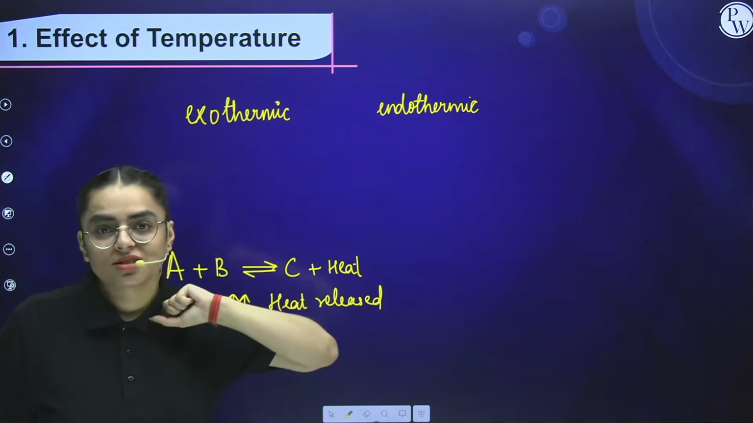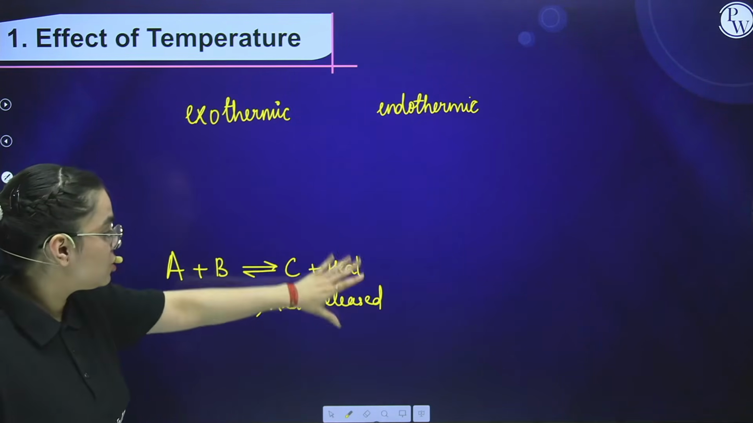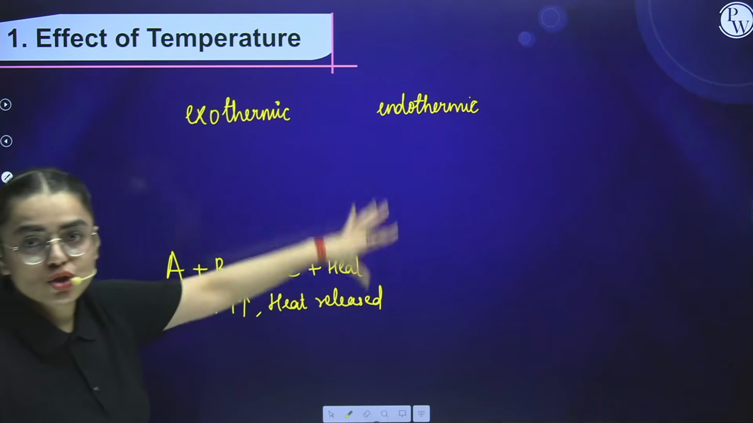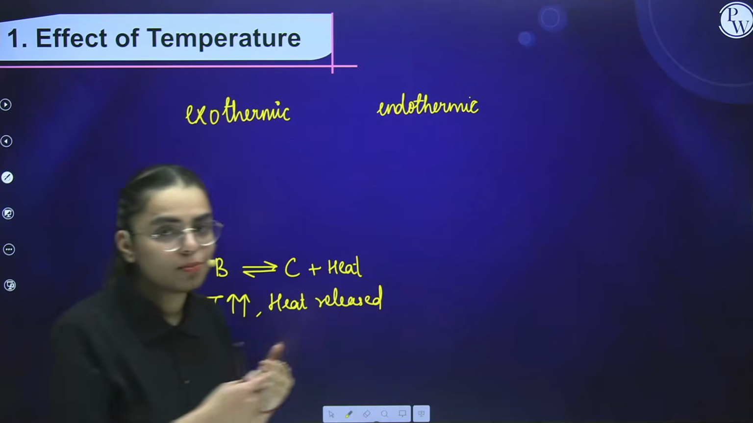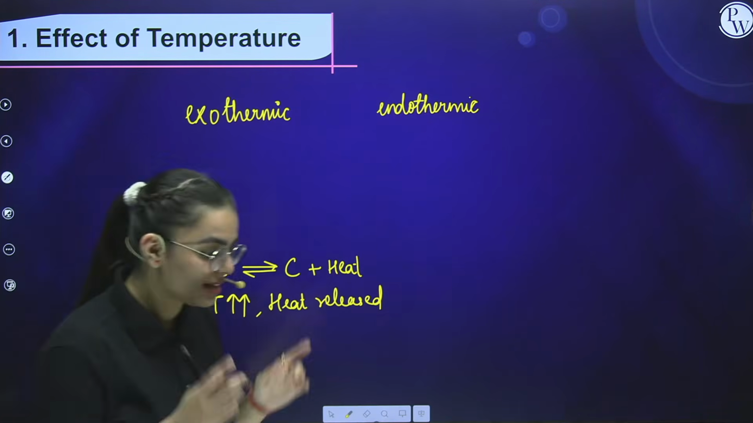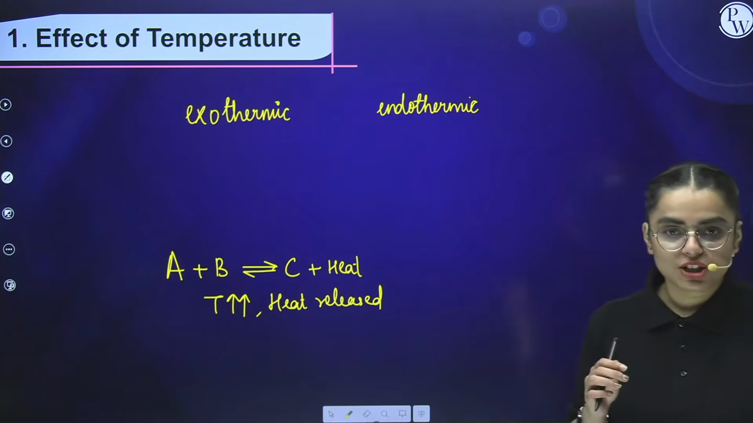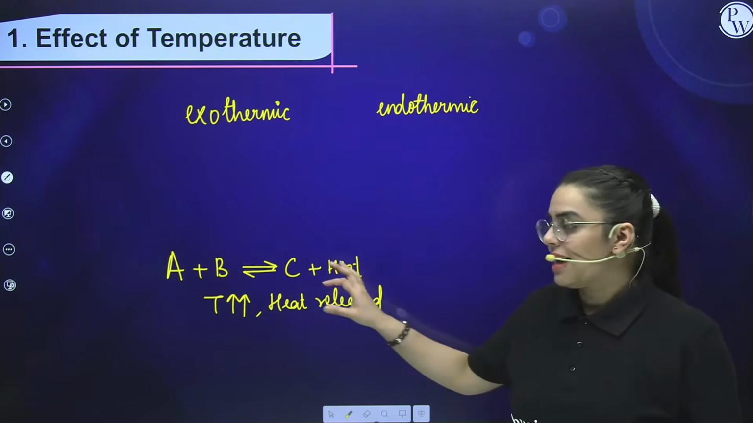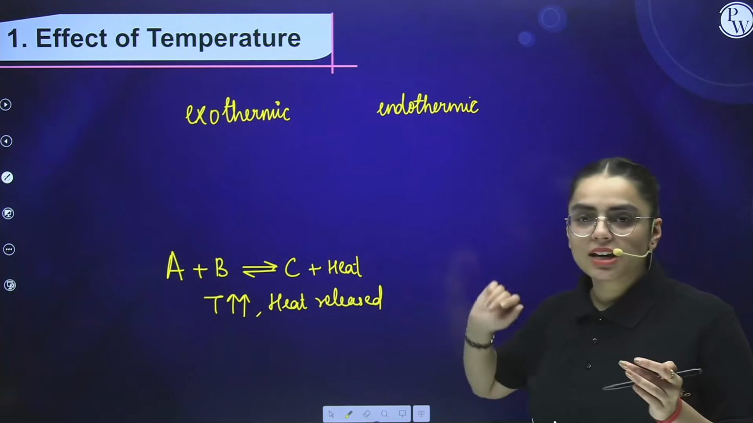To stop this, what will happen over here? We want this should not increase. How will this get reduced now? When it proceeds in the backward direction. See, again I am telling you, when temperature is provided, heat is released as a product. So we said that equilibrium now shifts in this direction.